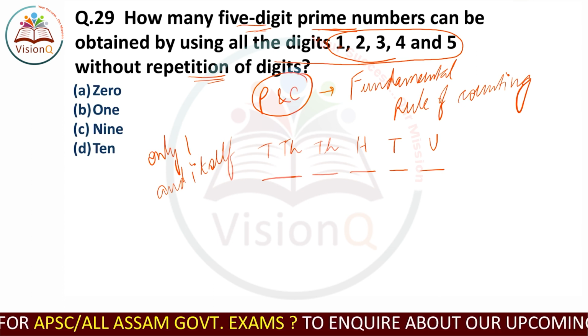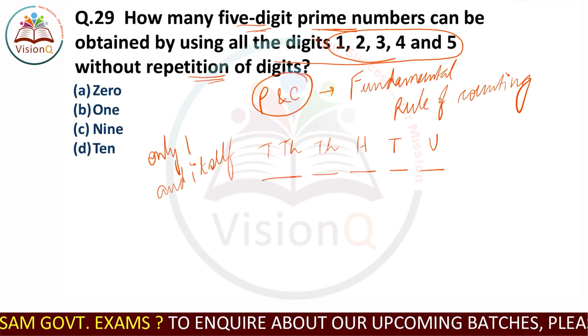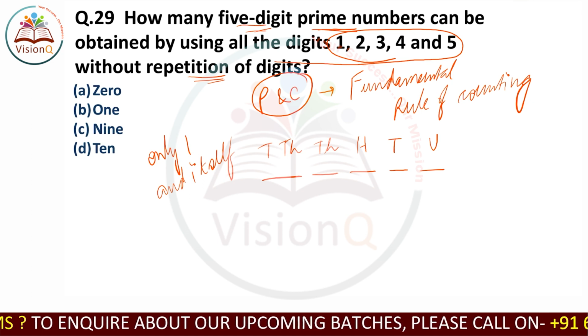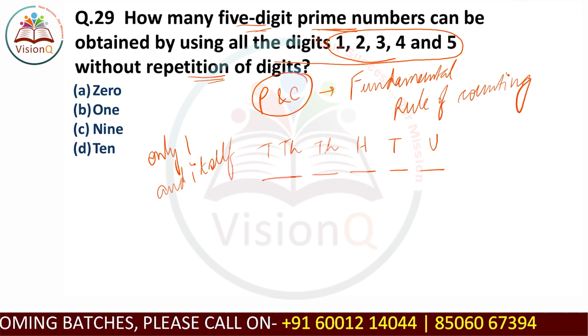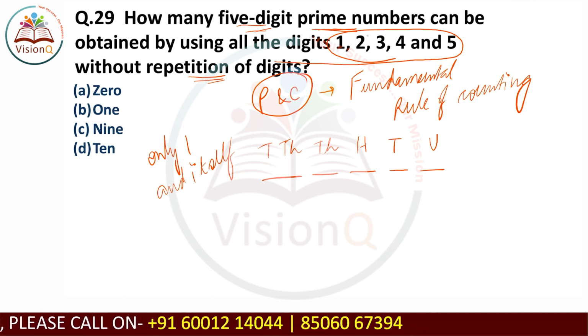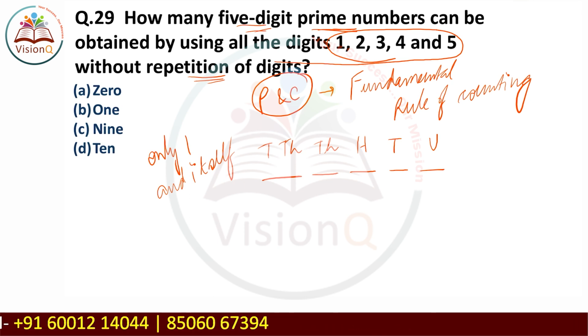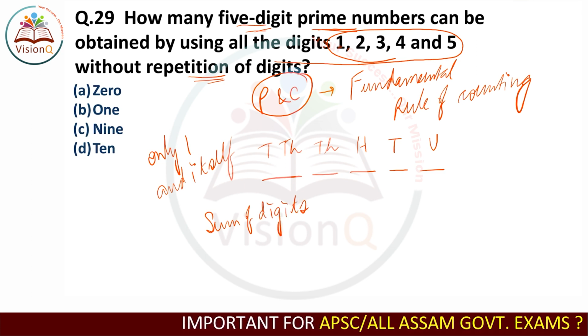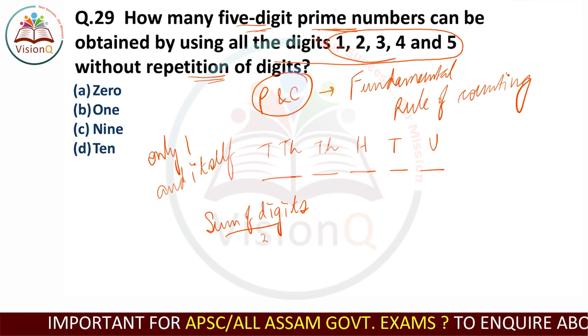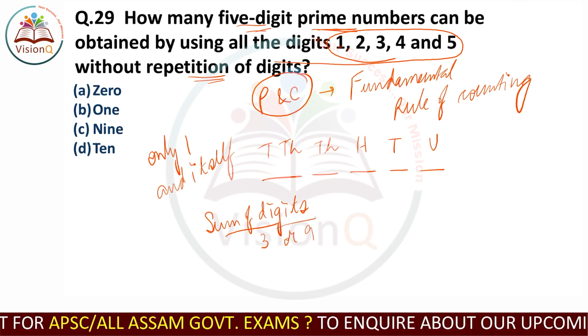Now we should know whether a prime number is possible to be formed or not using the digits 1, 2, 3, 4 and 5. Now see, if I need to form prime numbers in such questions, you always need to see whether the sum of digits will be divisible by 3 or divisible by 9 or not.